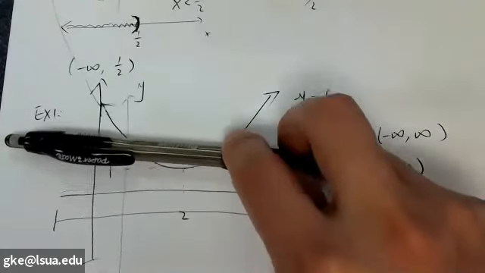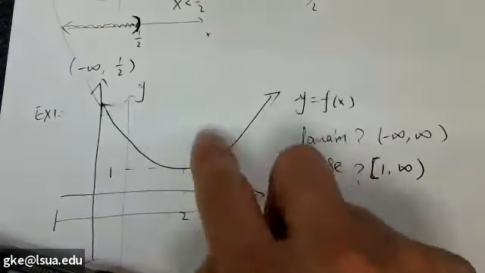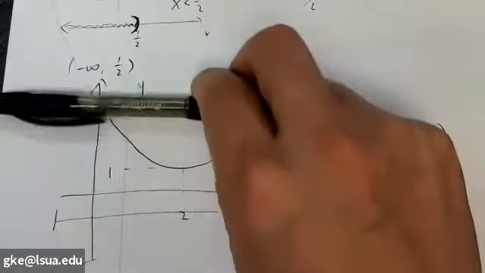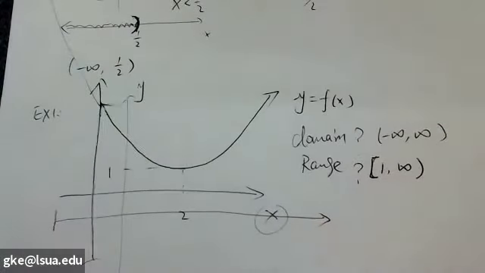Move above, and the curve always goes up, always goes up. So we can move to infinity. Put it here like that. So use such a method to find the domain and the range.